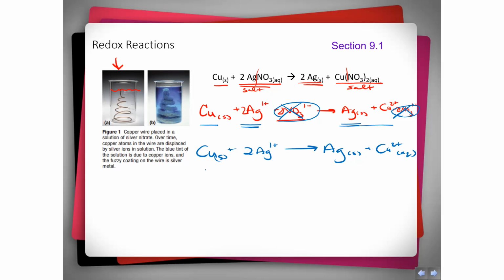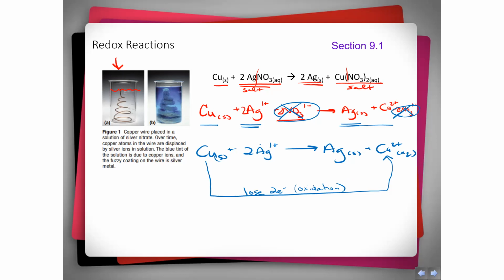So let's look at copper going to copper 2 plus. For copper to go to copper 2 plus, it had to lose electrons. In fact, it had to lose two electrons because it went from copper neutral, a copper atom, to 2 plus. So it's lost 2 electrons. So if it loses 2 electrons, is it an oxidation or a reduction? Hopefully you said it's an oxidation. And so notice how I've written this. This is often how you identify what's called a half reaction. You identify the oxidation half and the reduction half.